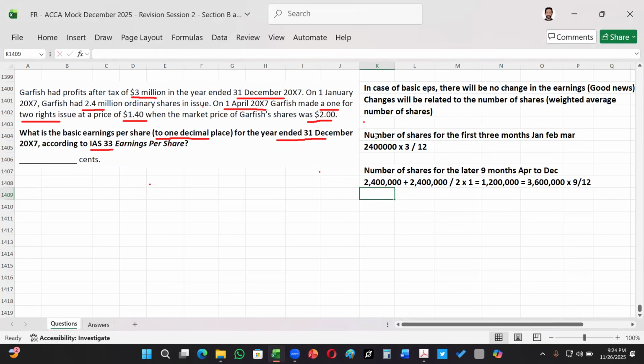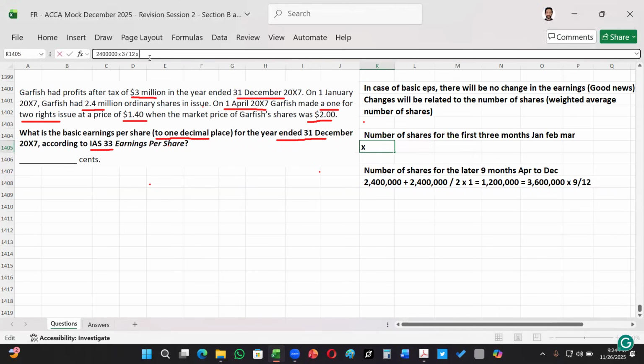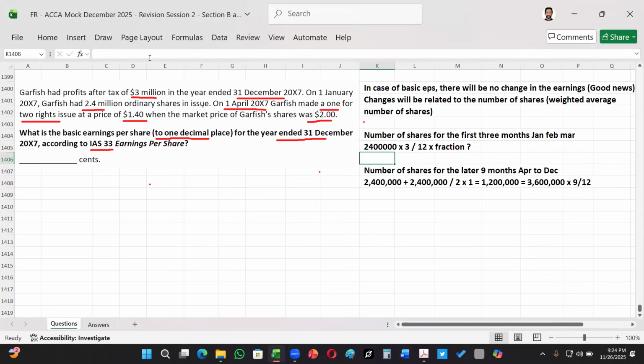Now we discussed this concept that we have a lower number of shares in the first part of the year, that is the 3 months, and in the later part we had the bonus, or rather the rights issue. So we need to increase this part as well. To increase this one, we need to work out a fraction. So what is that fraction? We need to increase the number of shares in this first 3 months. How are we going to do that?